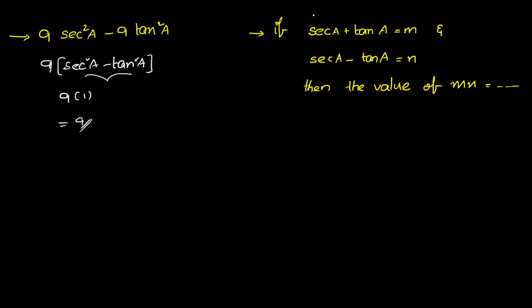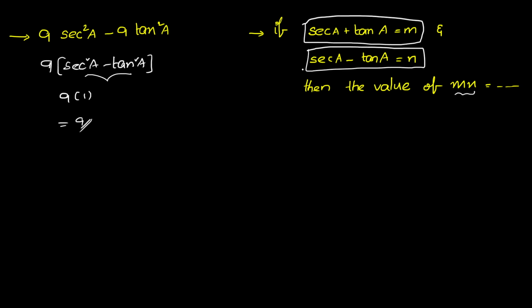Now look here, if secant a plus tan a value is m and secant a minus tan a value is n, then what is the value of mn? We are asked to find the value of m into n. mn means m into n. See, what is m here? Secant a plus tan a. m is secant a plus tan a, and n is secant a minus tan a.